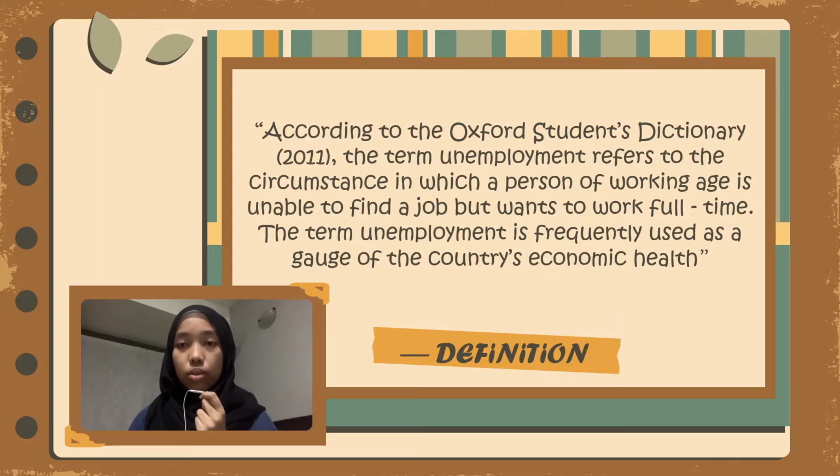According to the Oxford Students Dictionary 2011, this term, which is unemployment, refers to the circumstance in which a person of working age, which is from 16 to above, is unable to find a job but wants to work full-time job. This means anyone without a job who is reaching out to contacts about jobs or applying to positions. So this term of unemployment is frequently used as a gauge of the country's economic health.